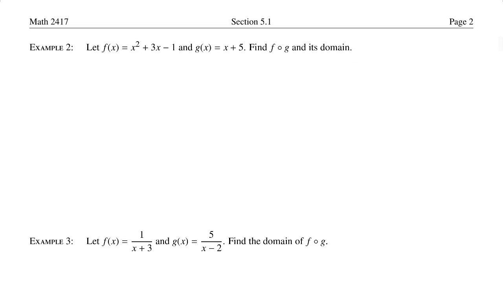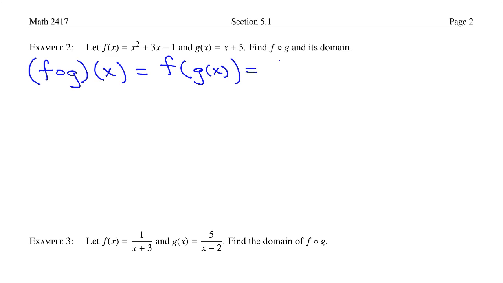Let's take a look at example number 2. f of x is equal to x squared plus 3x minus 1, and g of x is equal to x plus 5. Find f composed with g and its domain. So f composed with g is going to be a function. So let's call it f composed with g of x. We know that that's going to be f of g of x.